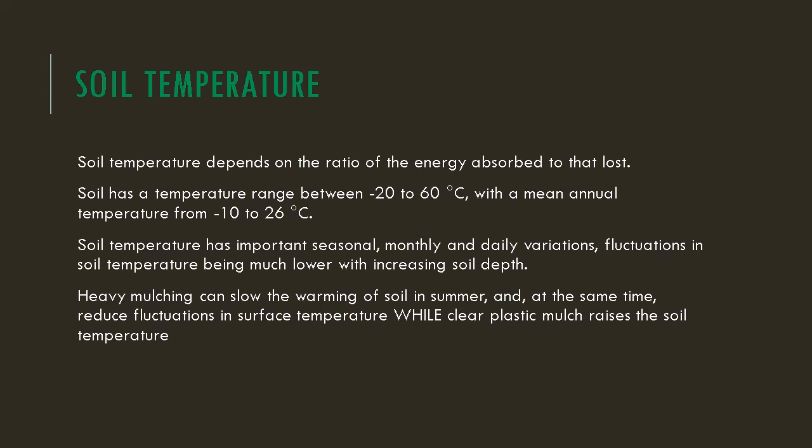Soil temperature has important seasonal, monthly, and daily variations, with fluctuations in soil temperature being much lower with increasing soil depth. Heavy mulching, which is a type of soil cover, can slow the warming of soil in summer and at the same time reduce fluctuation in surface temperature, while clear plastic mulch will raise the soil temperature because the clear plastic allows the rays of the sun to penetrate and hit the Earth's surface.